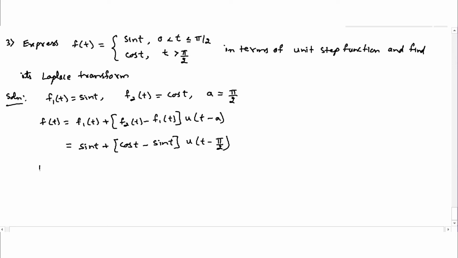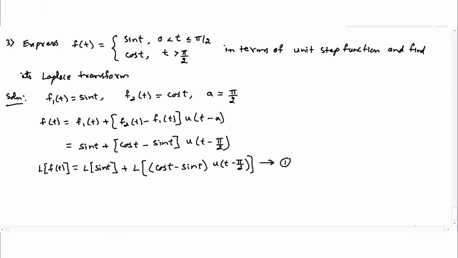So let us apply the Laplace transform. So Laplace transform of f of t equals Laplace transform of sin of t plus Laplace transform of cos t minus sin of t into u of t minus pi by 2. So we need to find out its Laplace transform. So take this as say equation number 1.